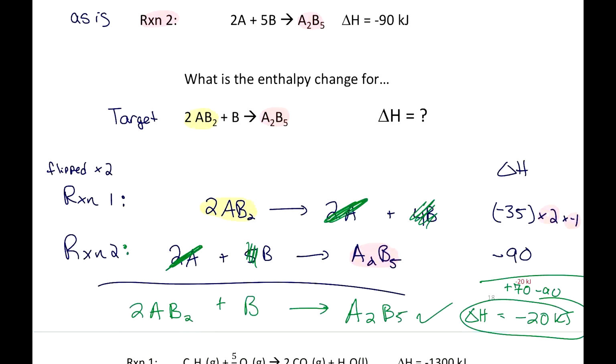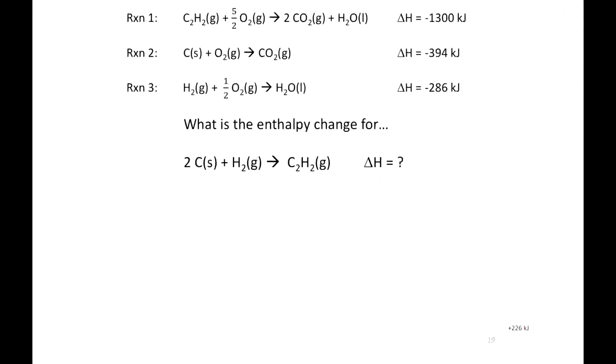So let's do one more. Let's do another one. Again, I just go through, I look at the target reaction, I go through each substance and make sure I pick a reaction that puts that substance on the correct side and in the right number. So let's do the first one. Let's make sure carbon is in the right place.